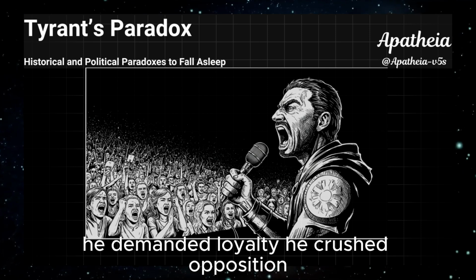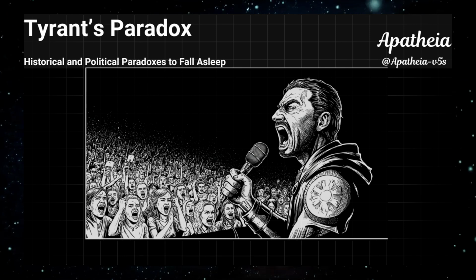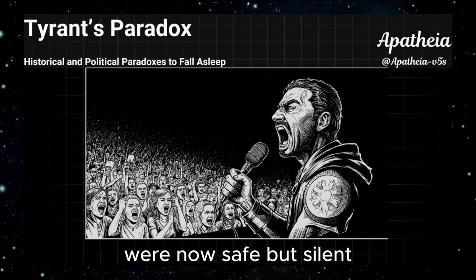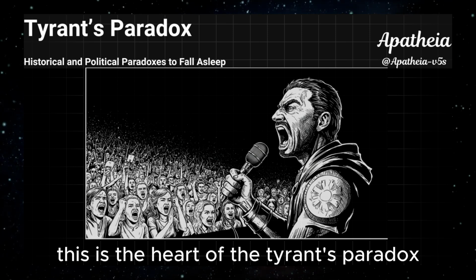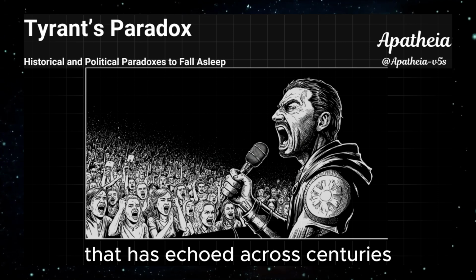He crushed opposition. He called it unity. And so order became oppression. Security became surveillance. The people, once free but afraid, were now safe, but silent. This is the heart of the Tyrant's Paradox, a chilling contradiction that is echoed across centuries.